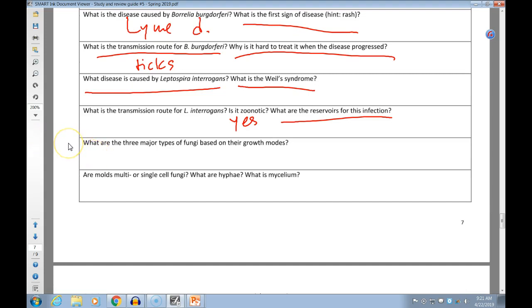Three major types of fungi based on their growth modes: molds, yeasts, dimorphic. Molds are multicellular. Remember hyphae. You need to know two types, septate versus non-septate. Septate basically means separate cells. In non-septate, the septa between the cells disappear, and the cells basically fuse. Mycelium is the assemblage of all the hyphae of a particular mold.